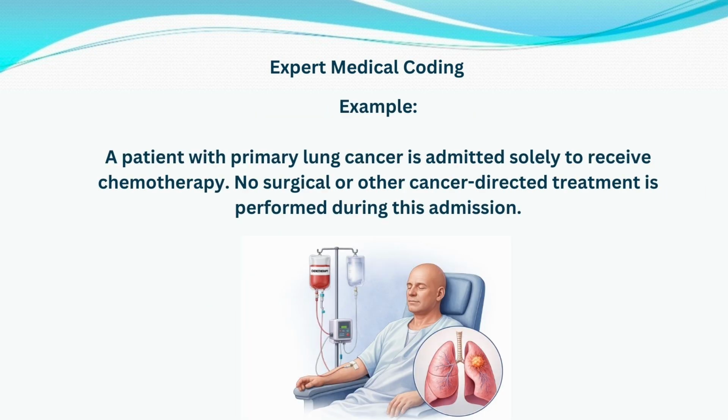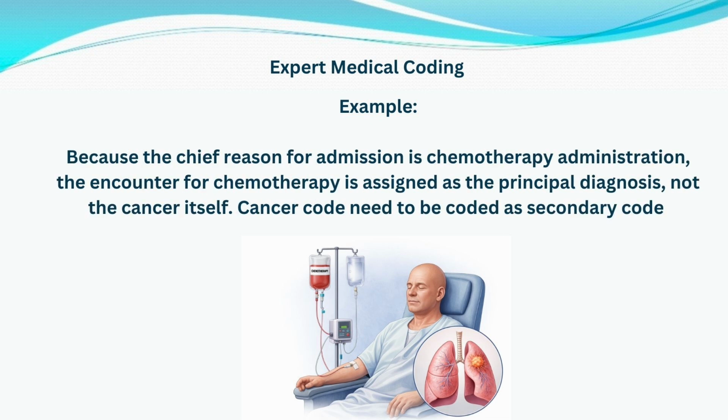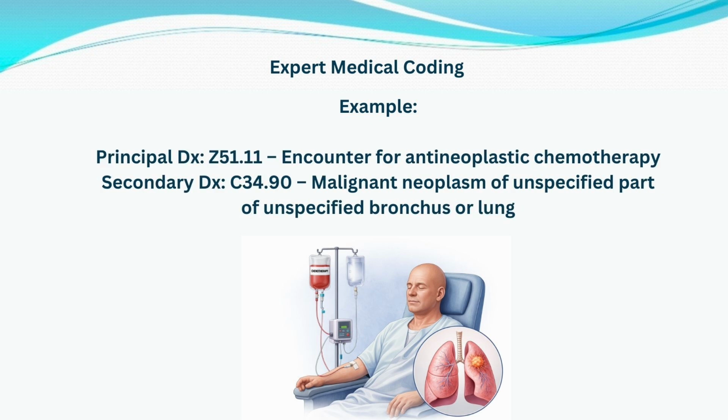Let us see an example here. A patient with primary lung cancer is admitted solely to receive chemotherapy. No surgical or other cancer-directed treatment is performed during this admission. Because the chief reason for admission is chemotherapy administration, the encounter for chemotherapy is assigned as the principal diagnosis here, not the cancer itself. The cancer code needs to be coded as a secondary code. So the principal diagnosis here will be Z51.11, that is encounter for antineoplastic chemotherapy, and the secondary code is C34.90, that is malignant neoplasm of unspecified part of unspecified bronchus or lung.